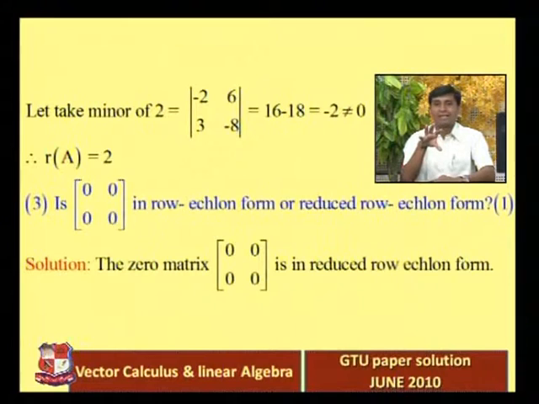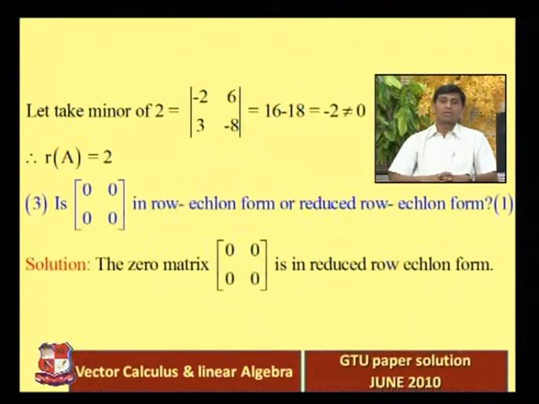If from those 9 minors, one minor is not equal to 0, then definitely the rank of A is equal to 2. Here we took the first minor and it is not equal to 0, so you can say that the rank of A is equal to 2. You don't need to check the minors of other elements. So here is the solution of this question.